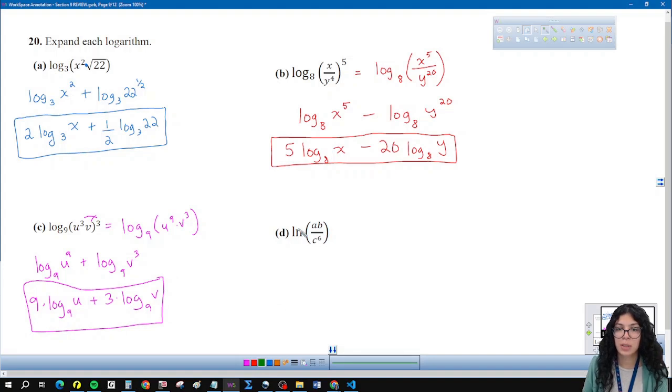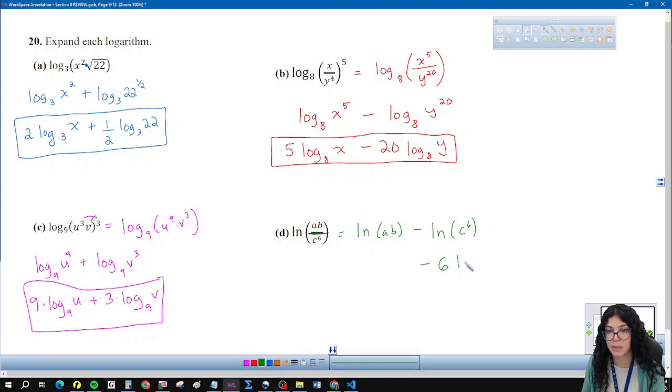All right, last question. This is ln, and there's nothing else to simplify in here, so I'm going to go ahead and start by applying the quotient rule, so I could get rid of the fraction. So I would expand that out. It would be ln of the numerator, AB, minus ln of the denominator, which is c to the power 6. Now, normally, we would do the power rule, right? So the second part is going to be 6 ln c. That part should be very obvious.